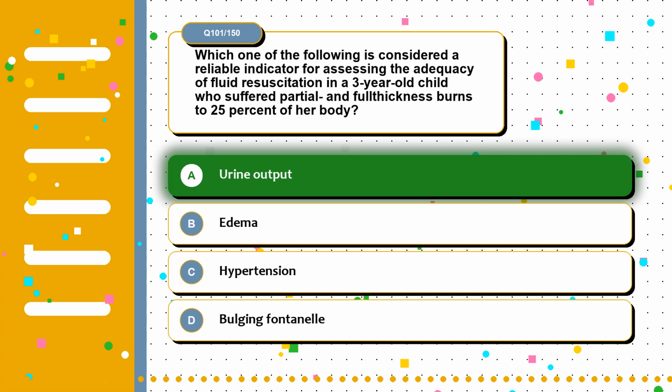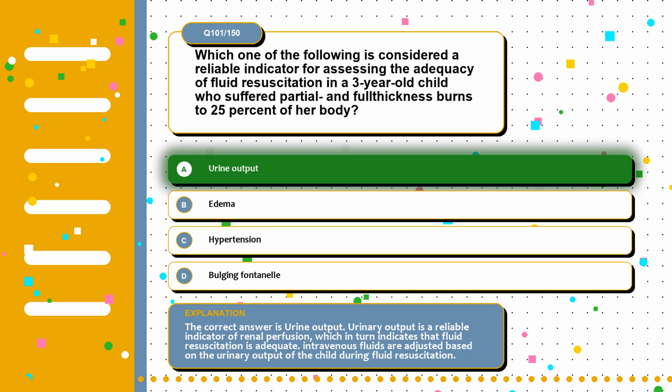The correct answer is option A, urine output. Urinary output is a reliable indicator of renal perfusion, which in turn indicates that fluid resuscitation is adequate. Intravenous fluids are adjusted based on the urinary output of the child during fluid resuscitation.